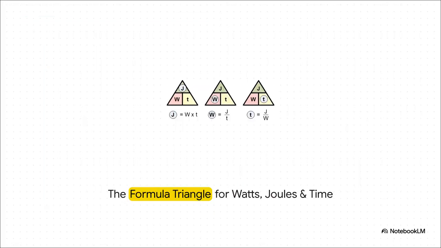If you want a really easy way to organize this in your head, just picture a formula triangle. You've got joules sitting at the top and watts and time down at the bottom. This visual trick is brilliant for simplifying calculations. Want to find work? Just cover the J in your mind, and you're left with watts multiplied by time. Need to find power? Cover the W, and you get joules divided by time. It is literally a lifesaver for organizing the math without having to memorize a bunch of different algebraic rearrangements.